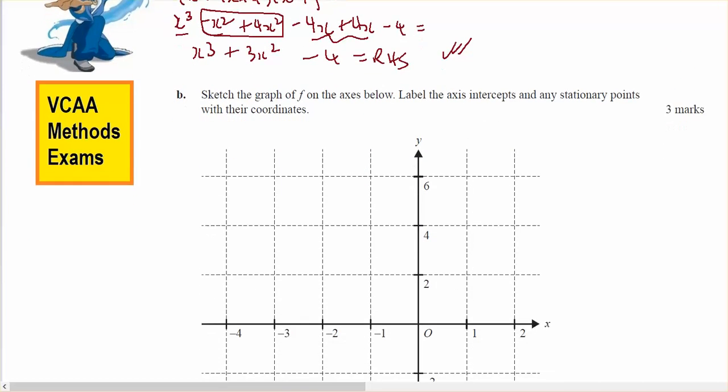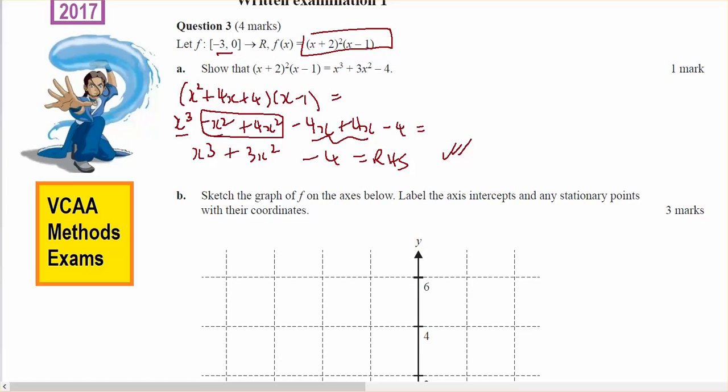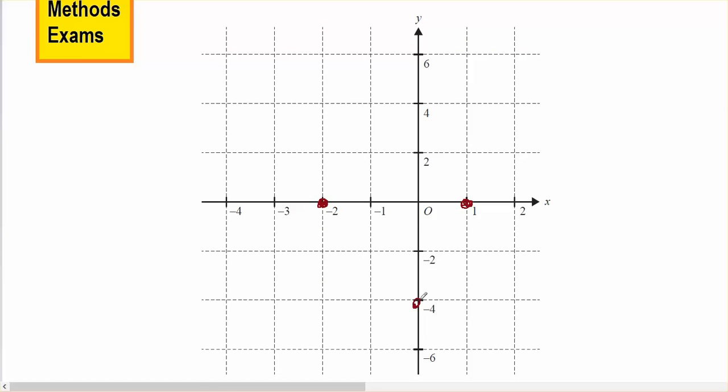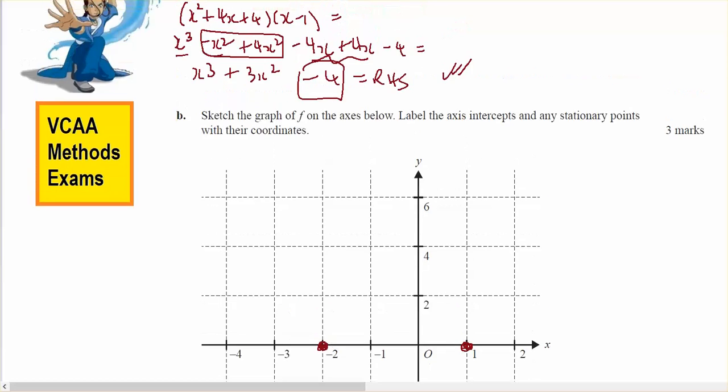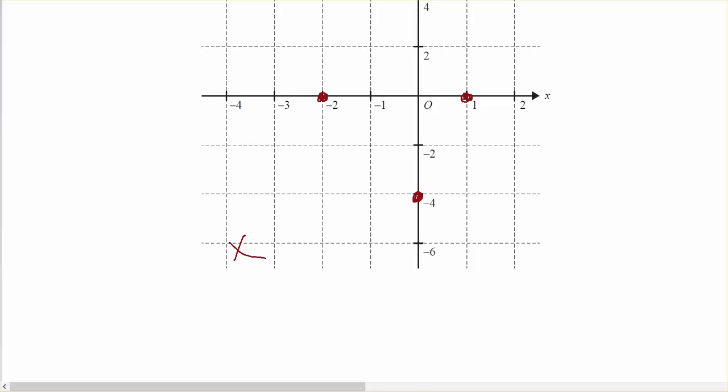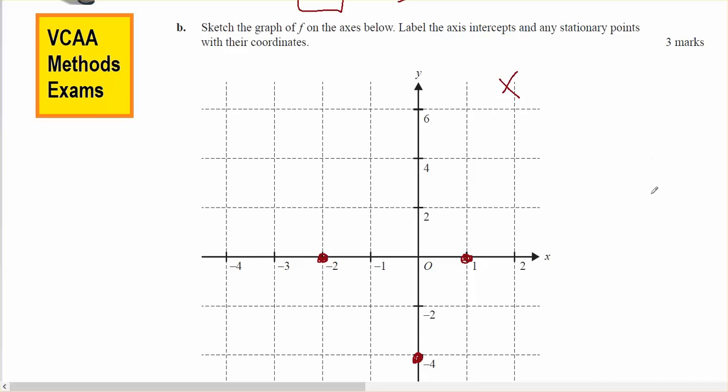Part 2 is to sketch it. Okay, so I know that I have a touching turning point at x equals negative 2 and a cut at x equals 1. So we're going to cut through there and we're going to touch at x equals negative 2. I know I have a y-intercept at negative 4. And we know that it is a positive cubic, so it's going to start down here, it's going to finish up here, so we're going to get the general shape which will look like this.